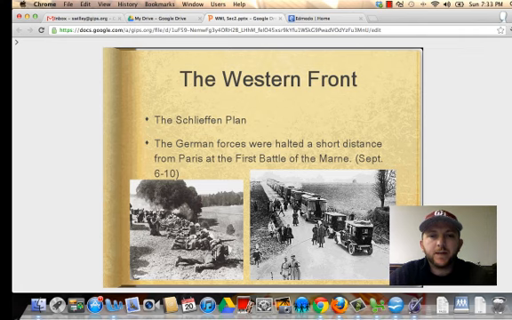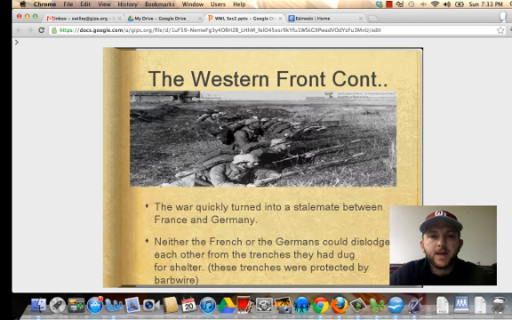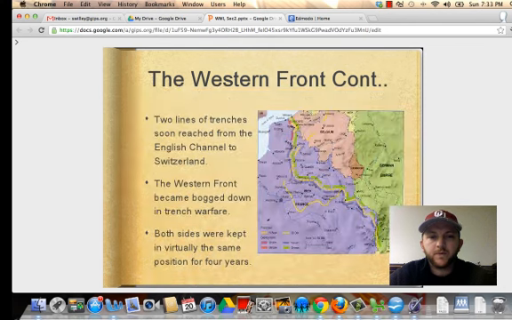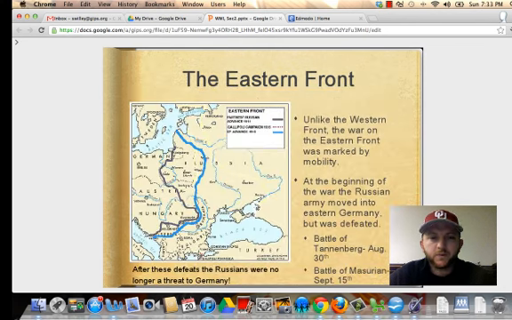We talked about the Schlieffen Plan. Basically, Germany wanted to go through Belgium and attack France very quickly. However, that did not happen because of the First Battle of the Marne. France sent thousands of taxi cabs there and was able to hold the Germans off for quite some time. The war is going to quickly turn into a stalemate between France and Germany. Neither the French or the Germans could really do much because of trench warfare, and both sides were basically at a standstill for 4 years.